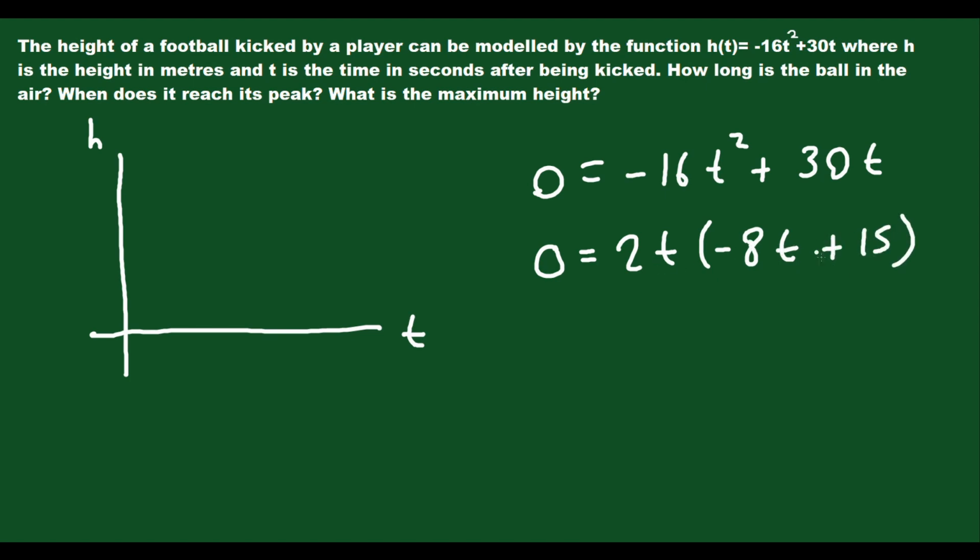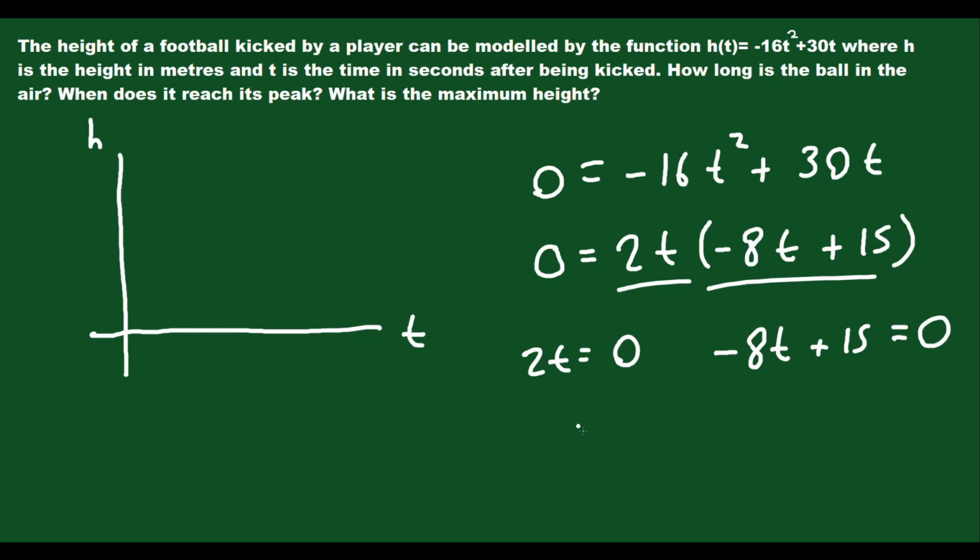You set each of these components of our expression to 0. So you'd say 2t equals 0, and you'd say -8t + 15 equals 0. You solve for t in each case. Over here you see that t is equal to 0, and over here you see that t is equal to 15/8, which is equal to about 1.875 seconds. So these are both in seconds.